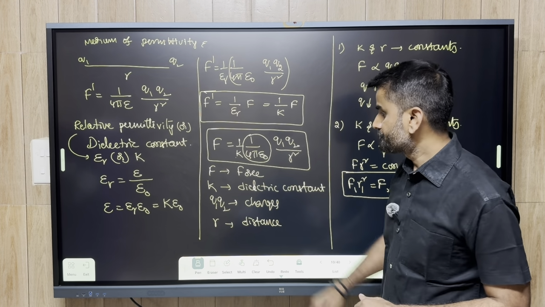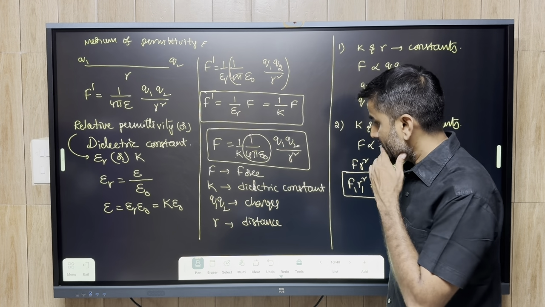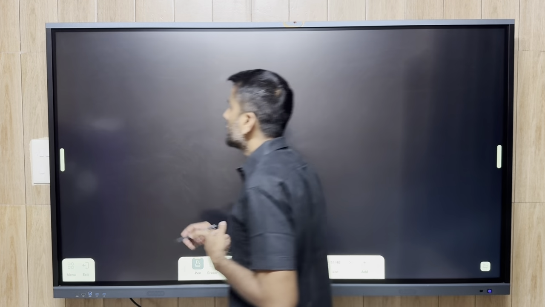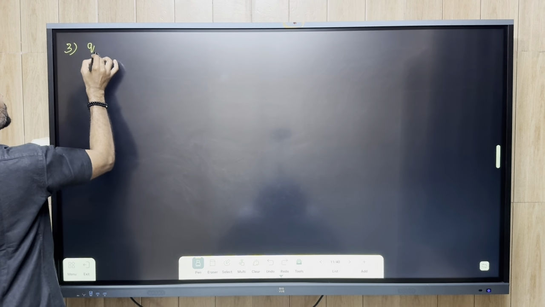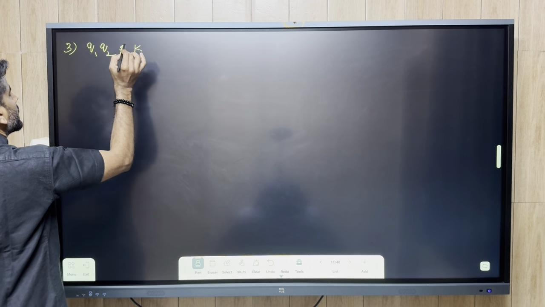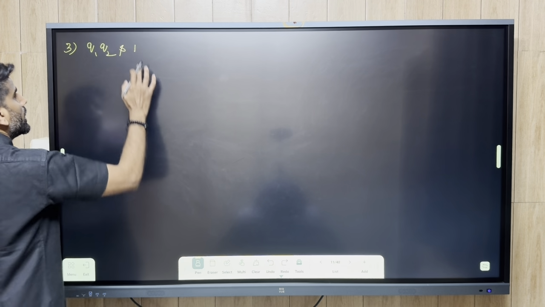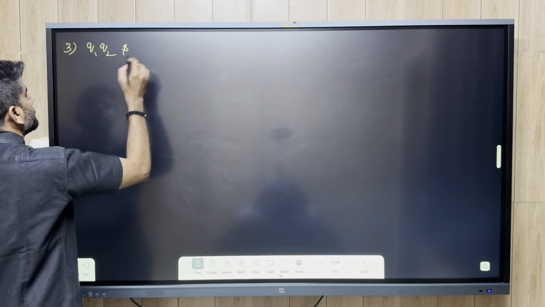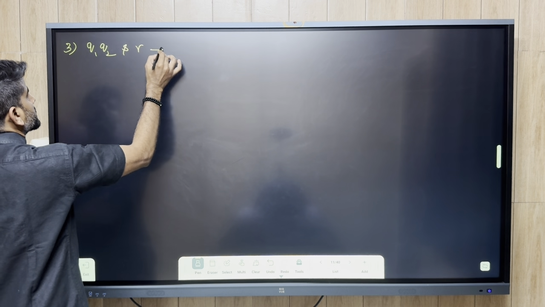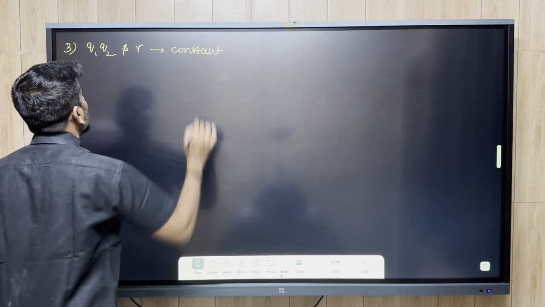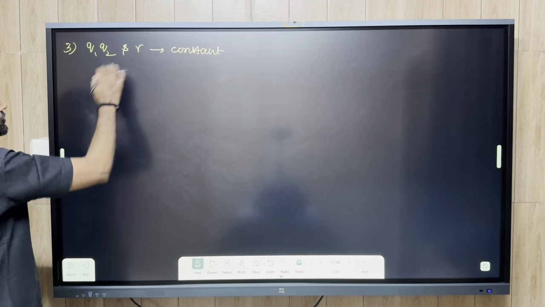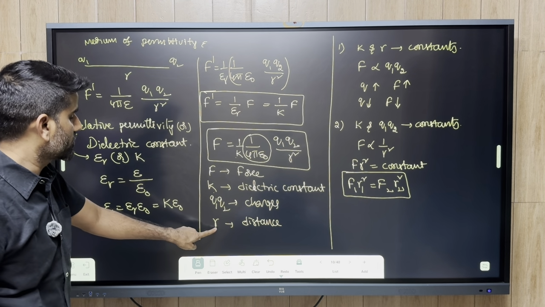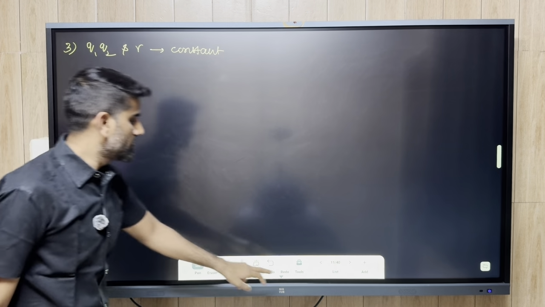Now if we talk about case 3, Q1, Q2 and R as constants. Q1, Q2 and R are constants.